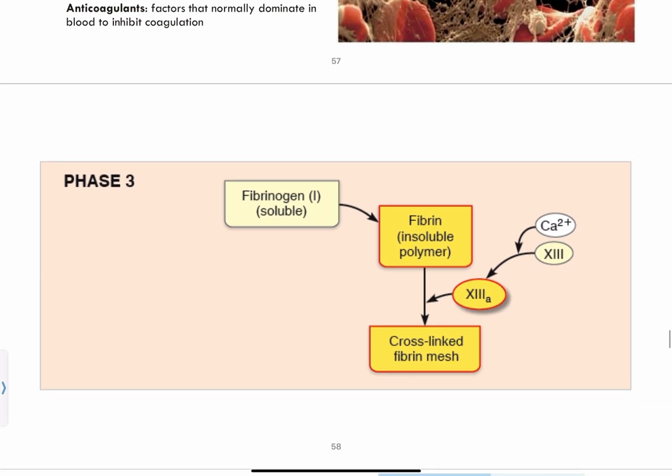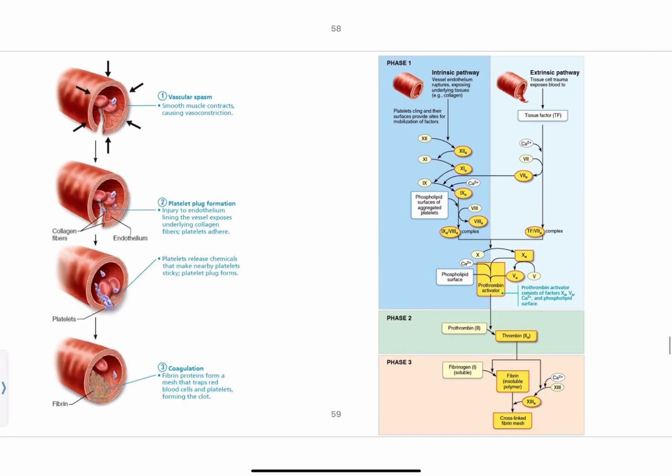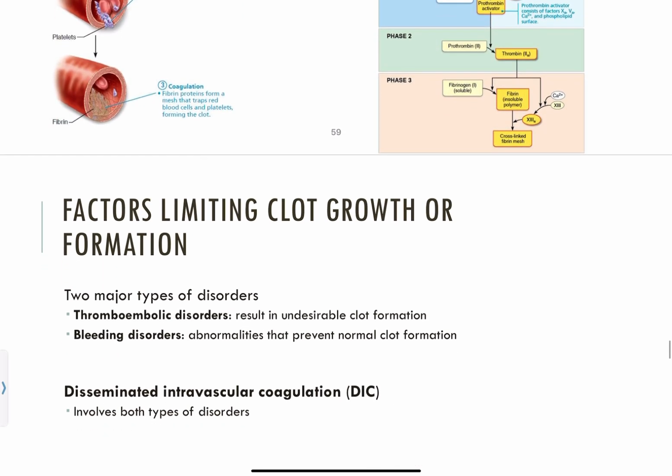And here's the picture here. So we took our thrombin that we produced from phase 2, and it is going to come in and convert fibrinogen into fibrin, which is going to polymerize, and then we're going to be able to form our cross-linked mesh. Don't worry about all the other details. I really just want you to have a general understanding of the clotting process. And over here, this slide gives you a good overview. None of the specifics in the middle are really that important.